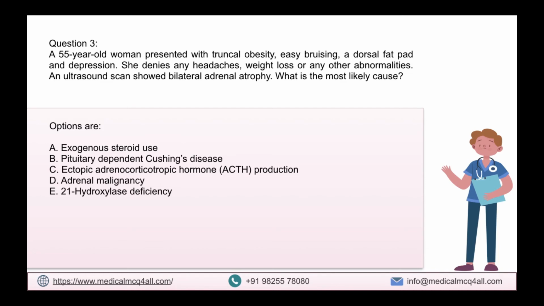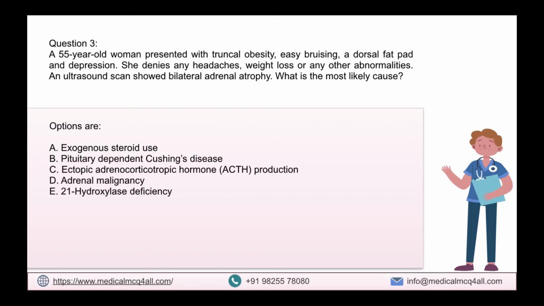Question 3. A 55-year-old woman presented with truncal obesity, easy bruising, a dorsal fat pad and depression. She denies any headaches, weight loss or any other abnormalities. An ultrasound scan showed bilateral adrenal atrophy. What is the most likely cause?